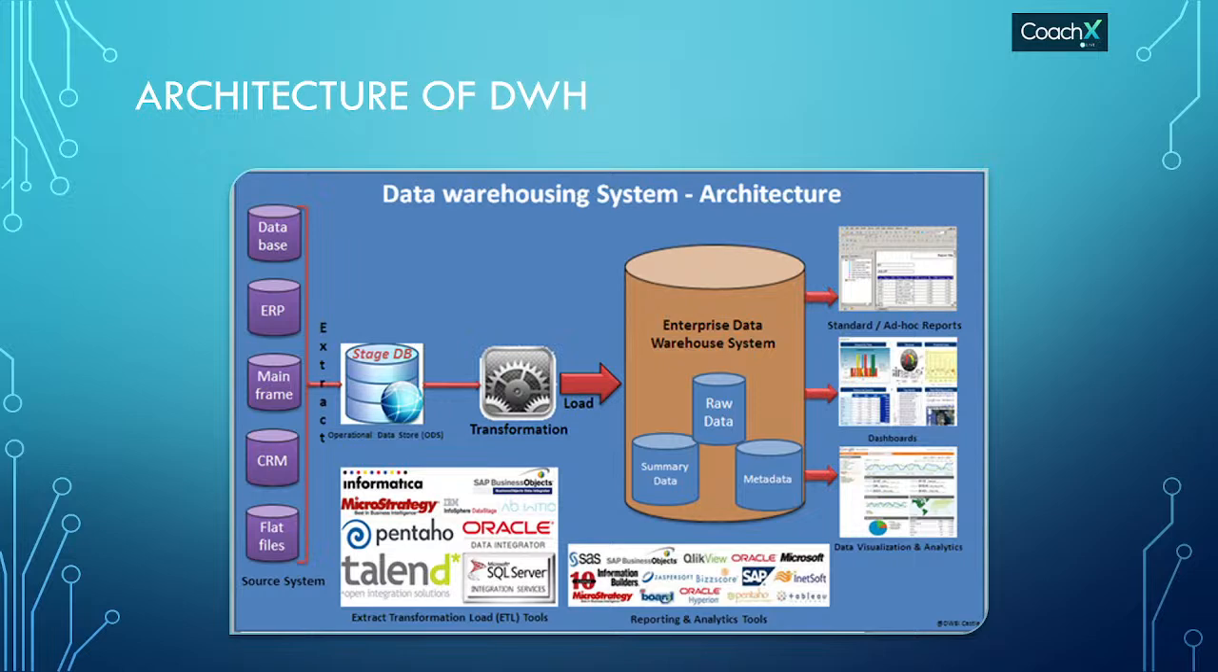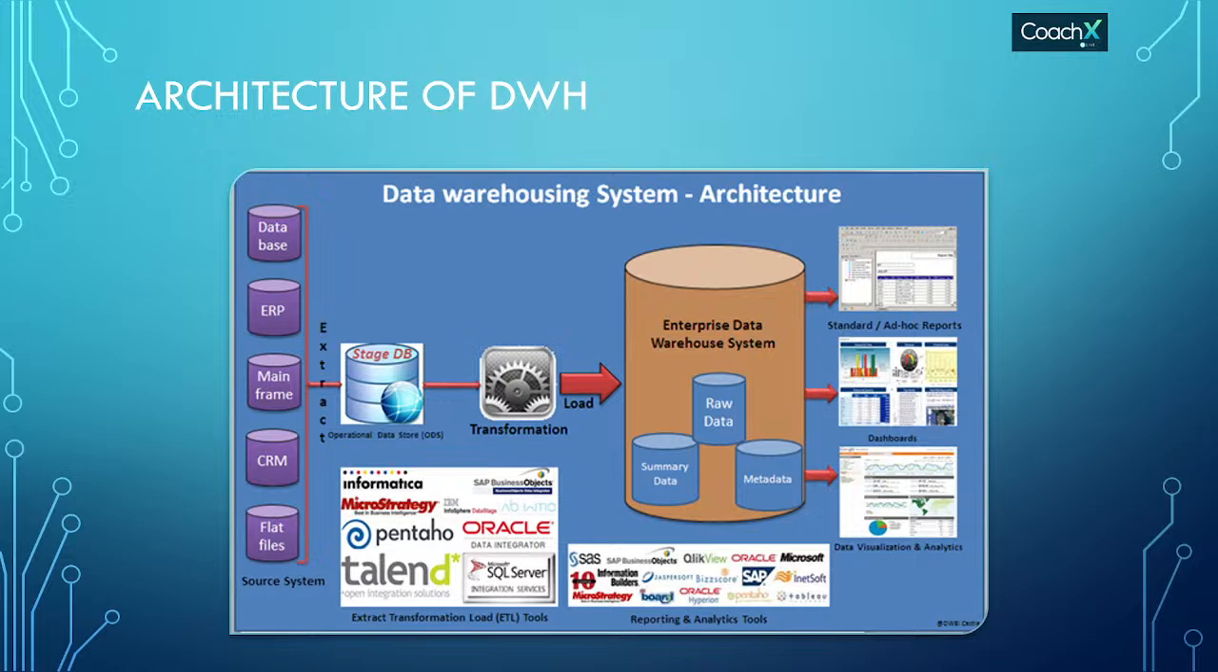Okay, the bottom tier of the architecture is a relational database system which uses backend tools and utilities to feed the data into the bottom tier, and these backend tools and utilities perform the extract, clean, load, and refresh functions. The middle tier includes the OLAP server. Okay, it includes the OLAP server.